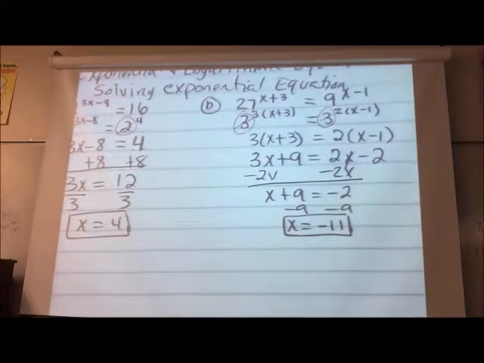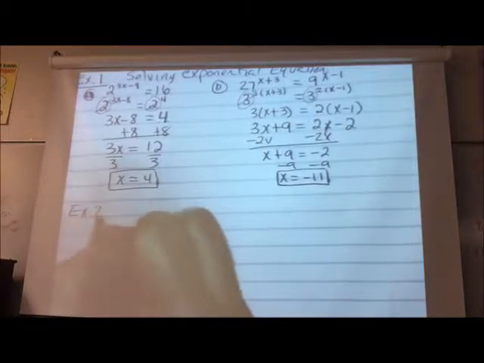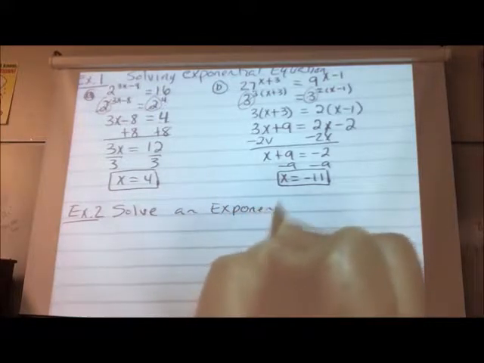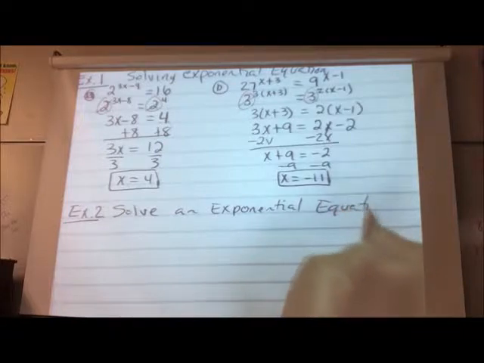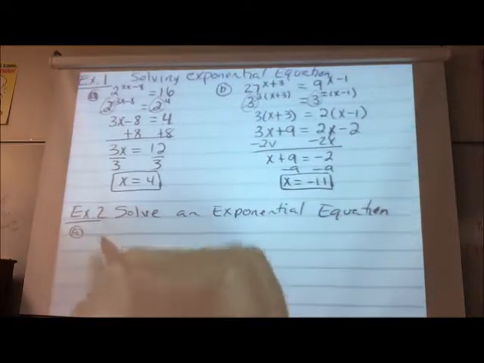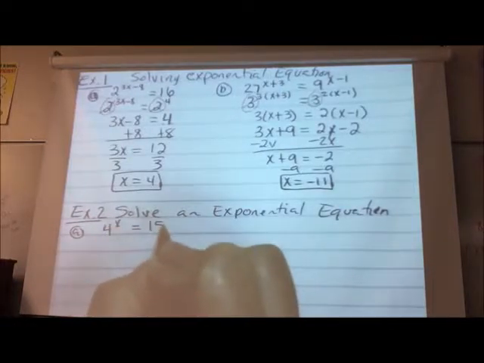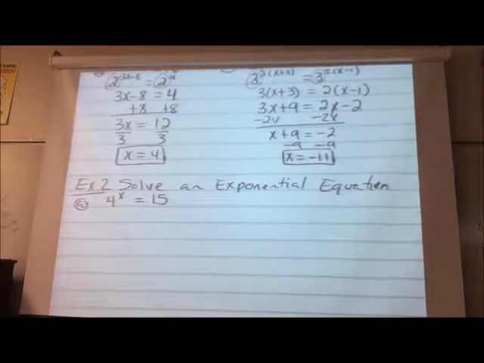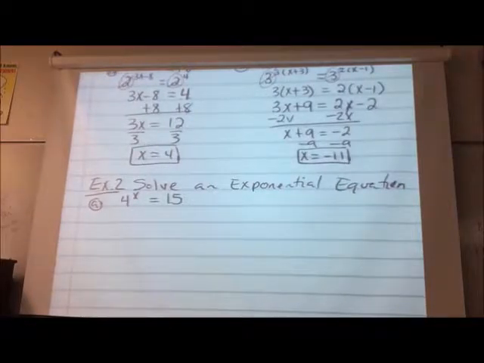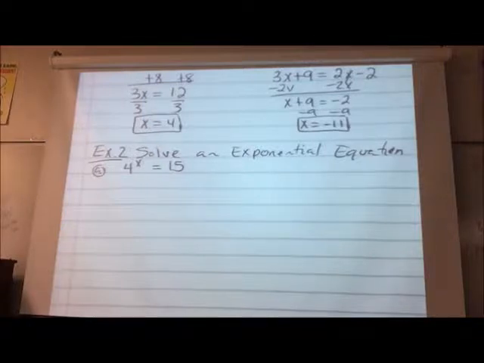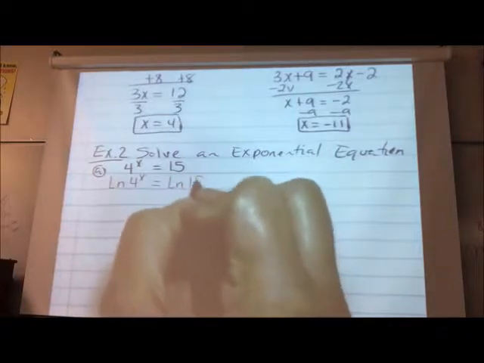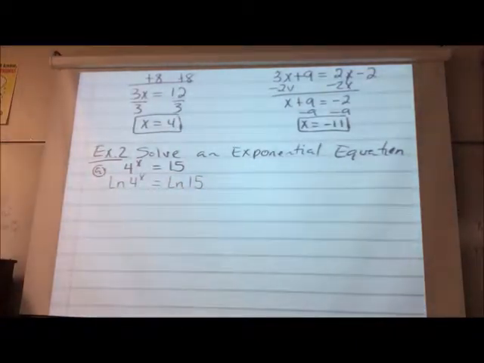So, can I move on to example 2? Yes. The title is the same thing for all the examples. It's just different situations. For instance, we're going to look at this problem: 4 to the x power equals 15. Now, the question here is, can 4 and 15 come from the same base? No. So in problems like this where you cannot get the same base, we're going to have to use something else. In this case, we're going to have to use ln on both sides. So always remember in mathematics, what you do to one side, you have to do to the other.